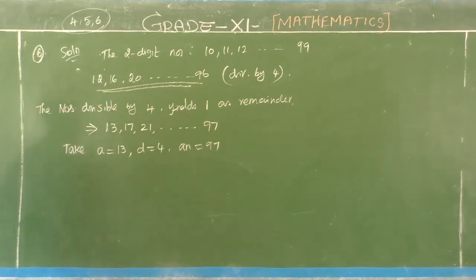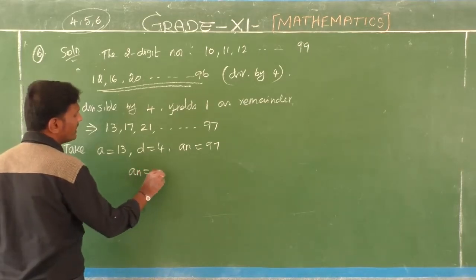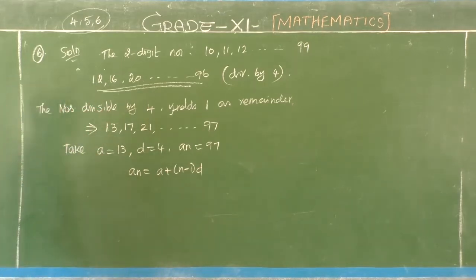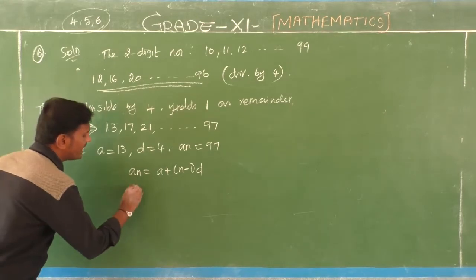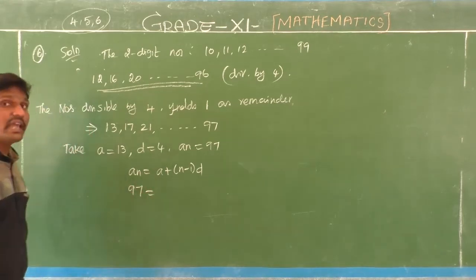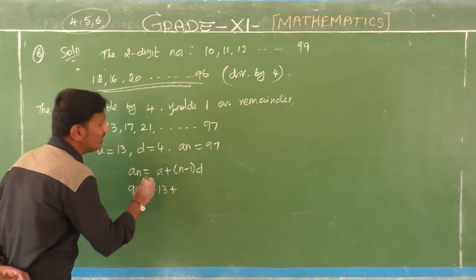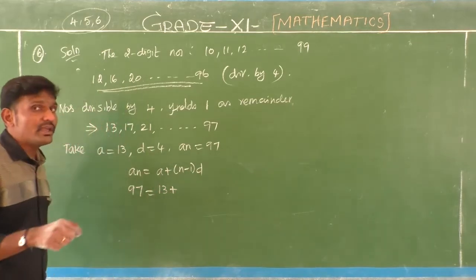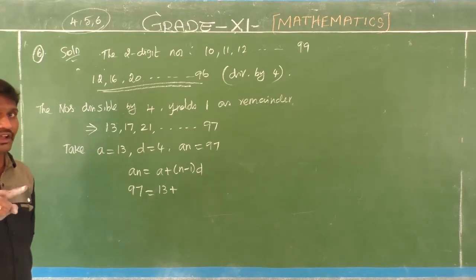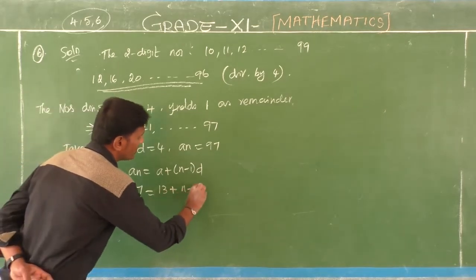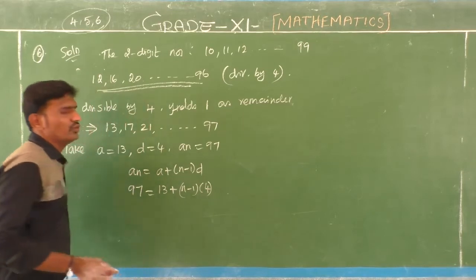You have the nth term formula: an equals a plus n minus 1 into d. And you have an value 97. So 97 equals a, which is 13, plus n minus 1 into d. We don't know n, that's what we are going to find. Why? Because when we find the number of terms, only then can we find the sum. Yes or no, student? Now n minus 1 into the value of d, which is 4.